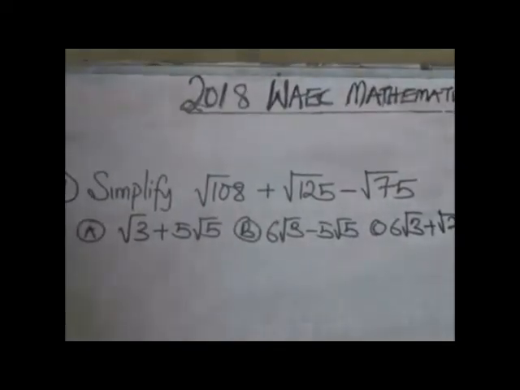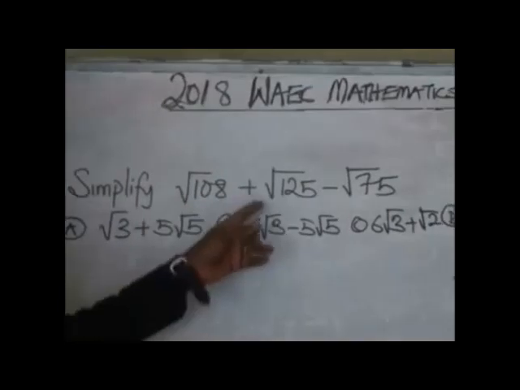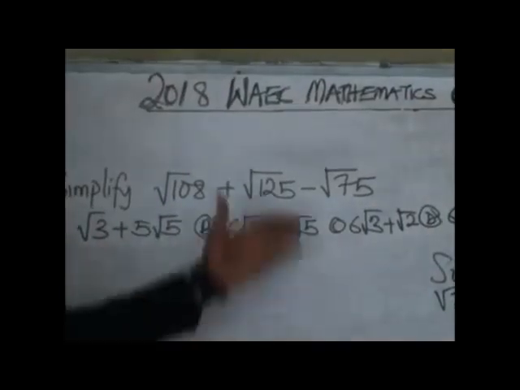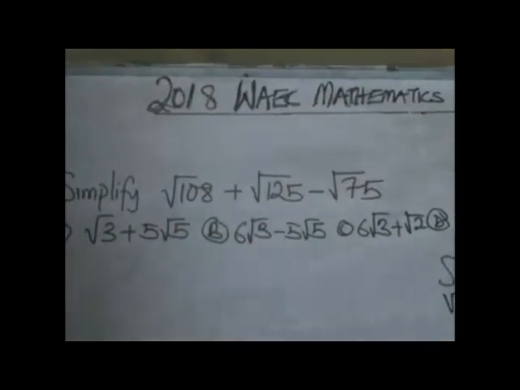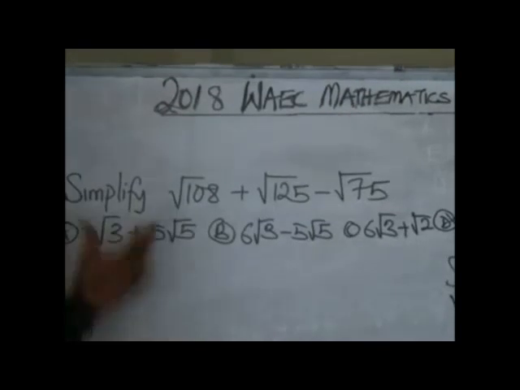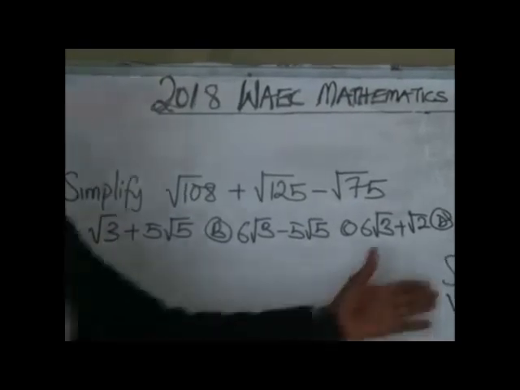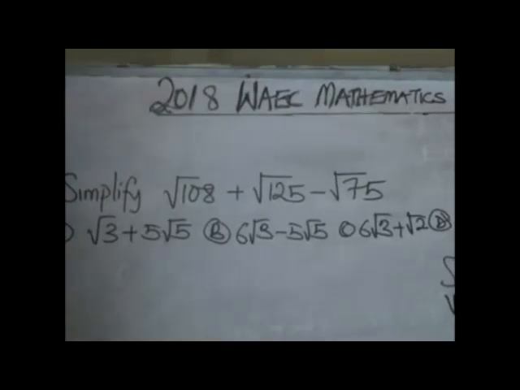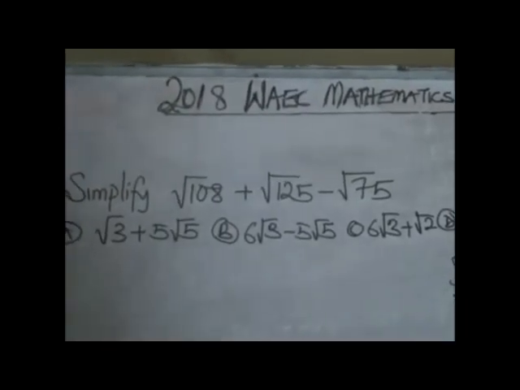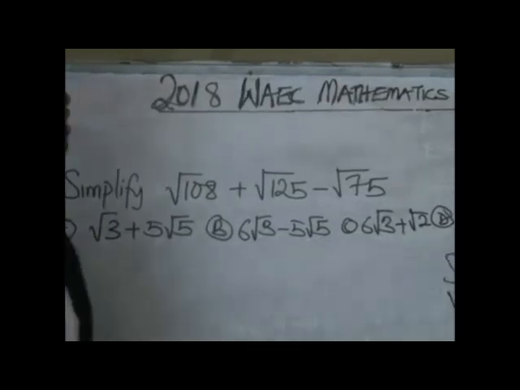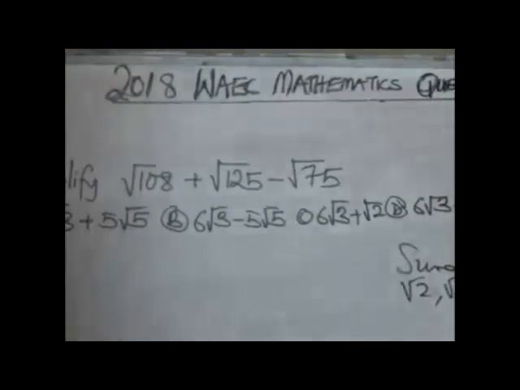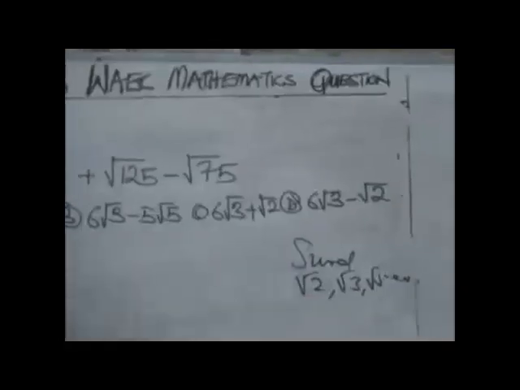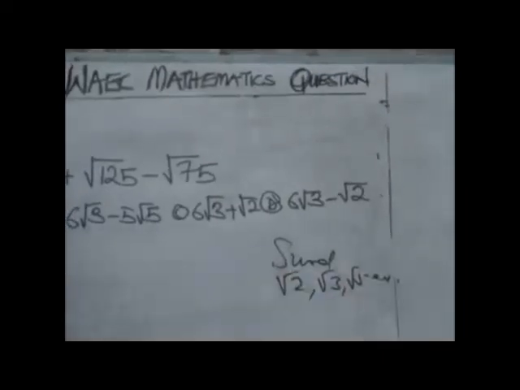The question is: simplify square root 108 plus square root 125 minus square root 75. This question is from a topic called surds in mathematics. And what are surds? Surds are irrational numbers, numbers upon which, when you take the square root, you cannot get an exact value or figure. Examples of such are root 3, root 2, root 5, etc.